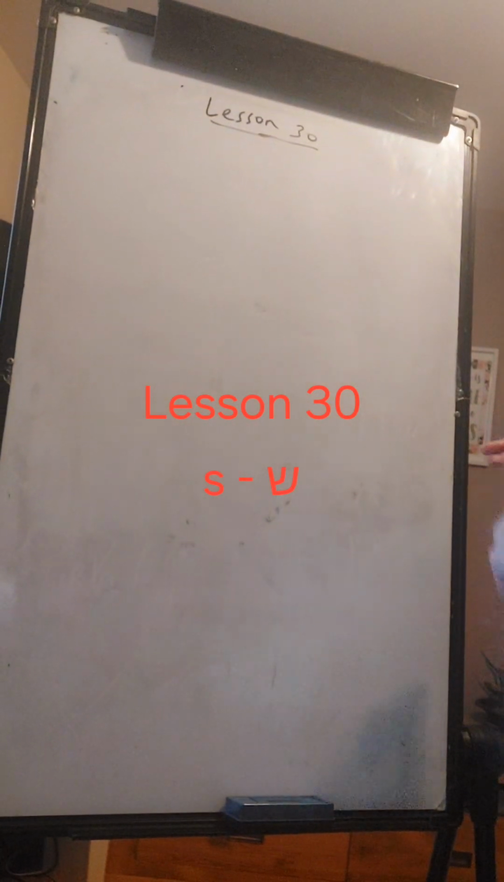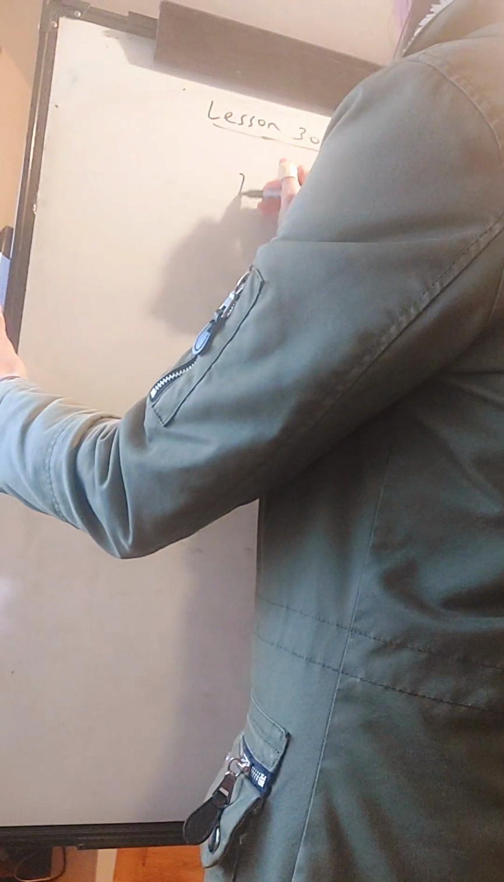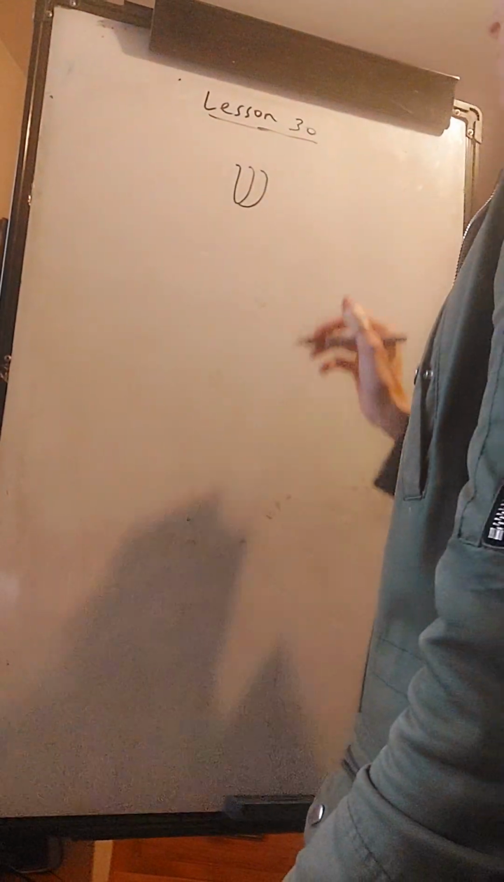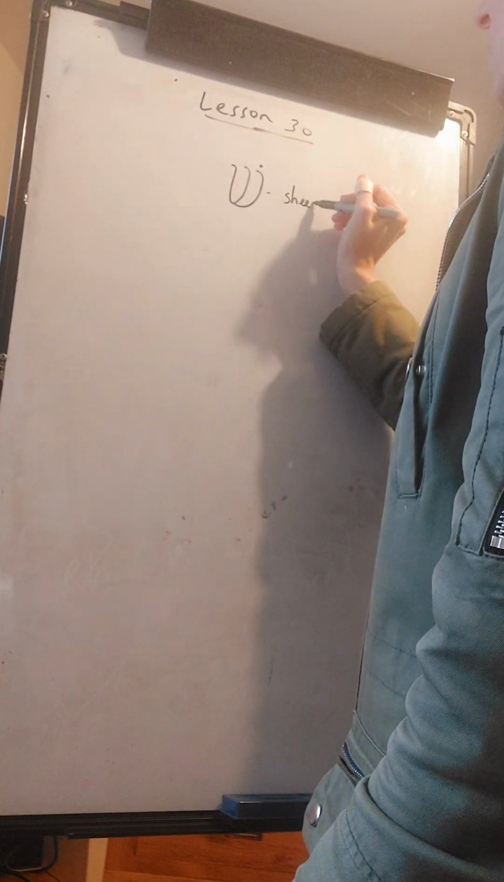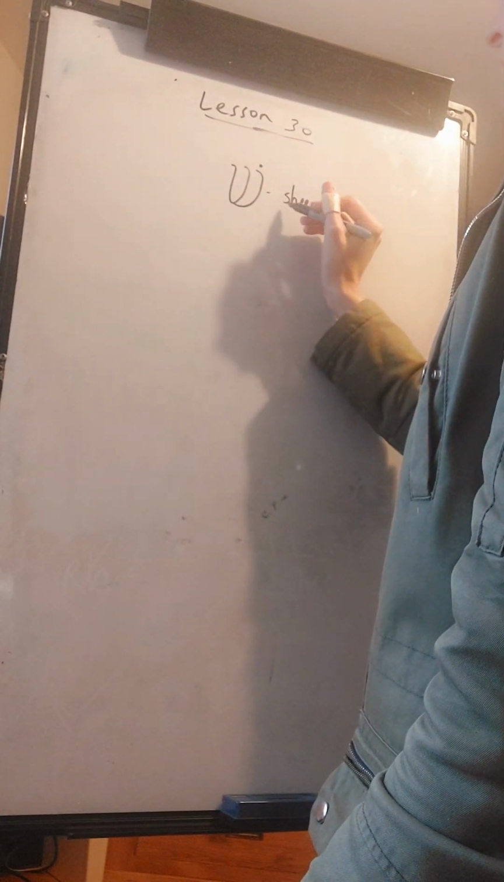Okay, lesson 30. So today we're going to learn a new consonant. It's a consonant you should all be familiar with because it looks like this. And if you remember from a previous lesson, this letter with a dot to the right is called the sheen, and it sounds as sh.